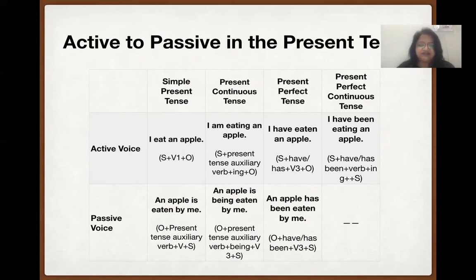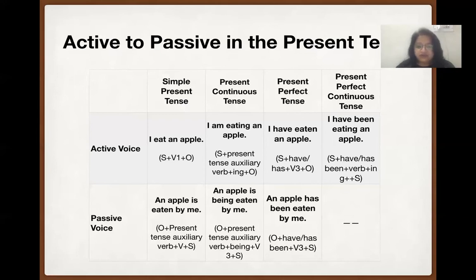There has to be a slight difference here. It should be V3, that is the third form of the verb. Just remember that much. Make that change in your own notes. So an apple is eaten by me. An apple is the object. Is is the present tense auxiliary verb. I told you auxiliary verbs are forms of to be, have, and do. So is a form of to be, and it is the present tense auxiliary verb, right?